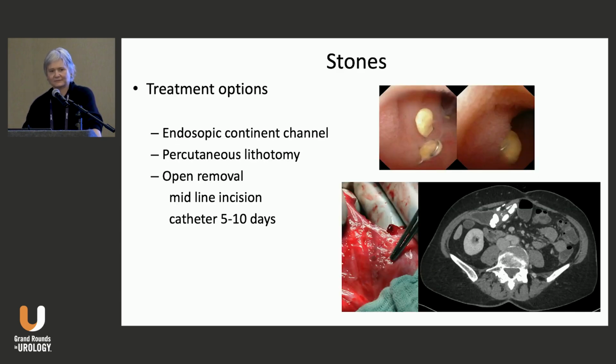How do you treat it? 3 options: endoscopic through the continent channel, percutaneous lithotomy, or an open removal. Small stones, you can go in through the channel, but you don't want to spend a lot of time going back and forth because these channels are a little bit sensitive and you will end up with a stricture, and that is a much bigger surgery to improve.